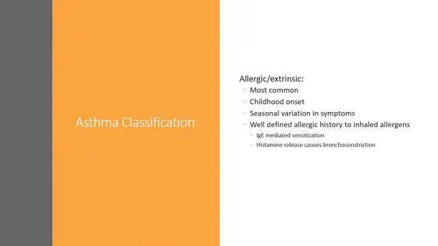One of the ways asthma can be classified is by extrinsic or allergic asthma. It's one of the more common or most common types of asthma, usually has a childhood onset, and we see some variability in the symptoms that correlates with the change in seasons. With this type of asthma, we do see the presence of IgE-mediated inflammation, and we can see histamine that's primarily responsible for causing the symptoms of bronchoconstriction.